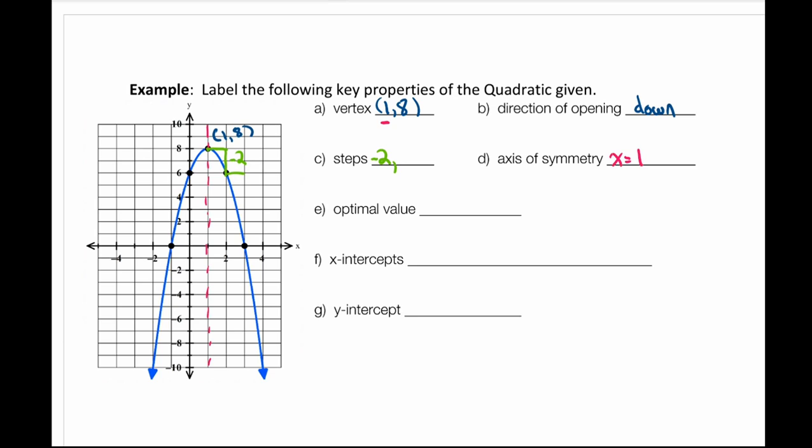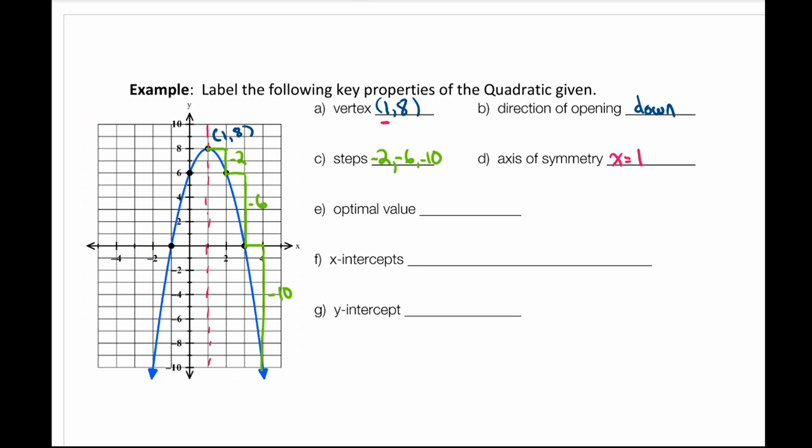From there, we move 1 over to the right again, and we go down until we hit our next point. And in this case, we're going down 6. So that's our next step. Finally, from that point, we go over 1 again, and we go down again until we hit our graph. And we should find that we're going down 10 this time. So our steps in this case are -2, -6, -10. You could also do this going to the right or the left, as well, and it will be the exact same thing because again, remember that our quadratic is symmetrical.